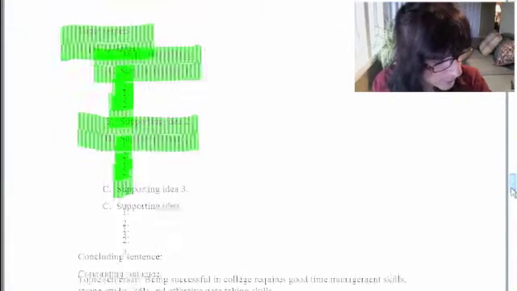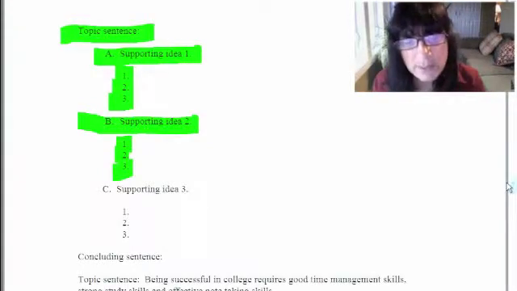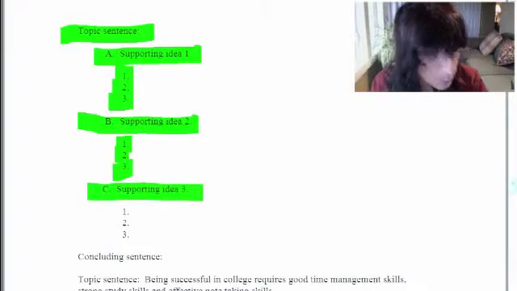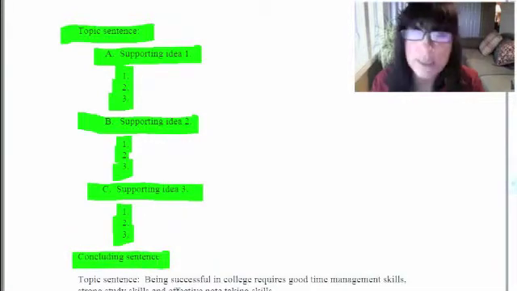This is your second main idea, and you'd have maybe 3 points. You might only have 2, you might have 3, you might have 4. But if this is a paragraph, you can only say so much in a paragraph. Then the third supporting idea, that's your third main idea. You'd have 3 points. And then your conclusion, your concluding sentence.